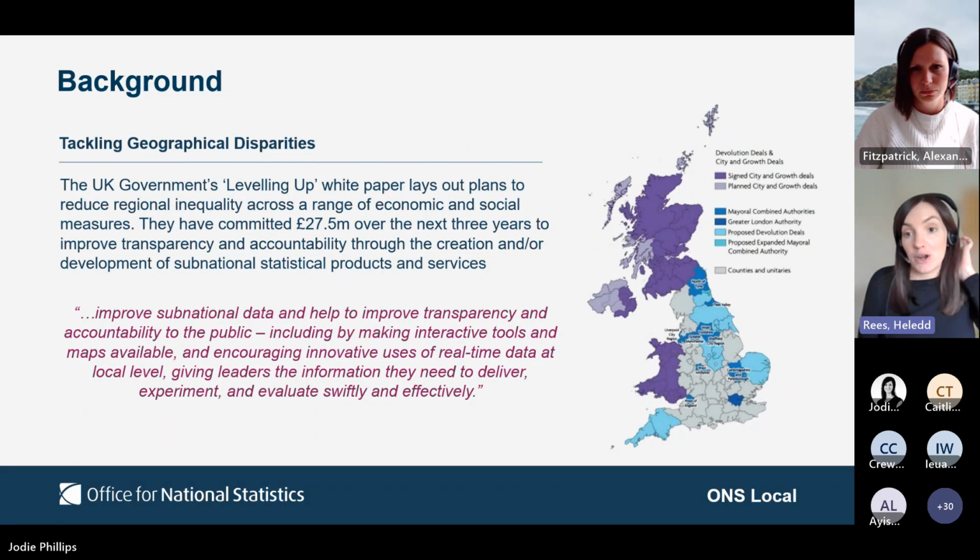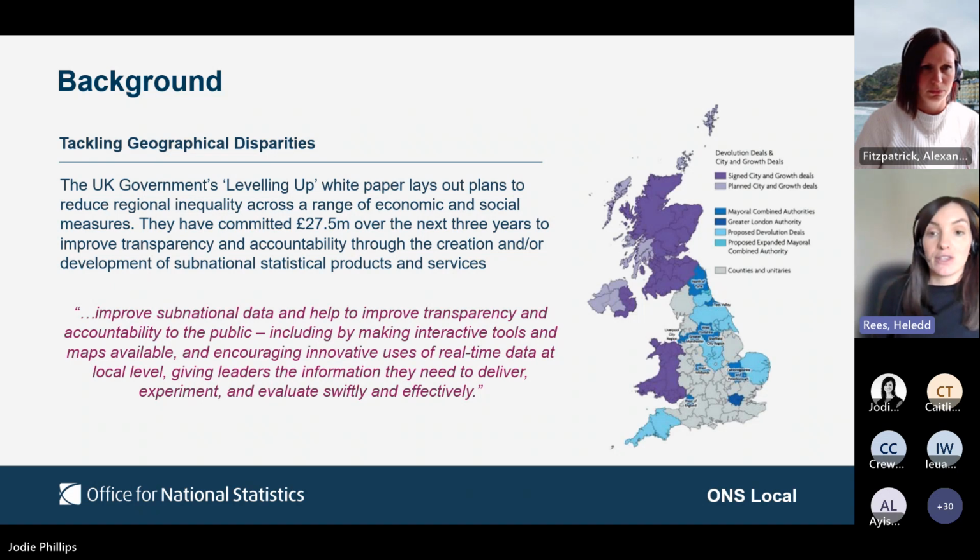So on the next slide then, I'd like to start by giving some wider context to ONS Local. So where it came from, why the team was formed. So Subnational Statistics and Analysis Division at ONS was established in 2021. So this was a result of growing appetite for granular subnational statistics. So in December 2021, we launched the GSS Subnational Data Strategy, closely followed then by the Levelling Up White Paper that I'm sure many people are aware of. That was in February 2022.